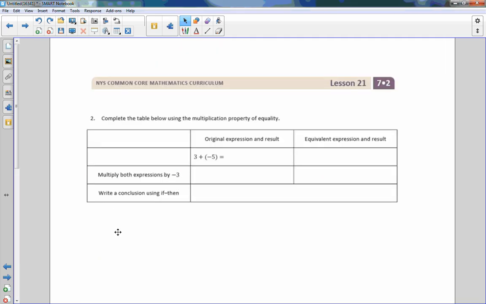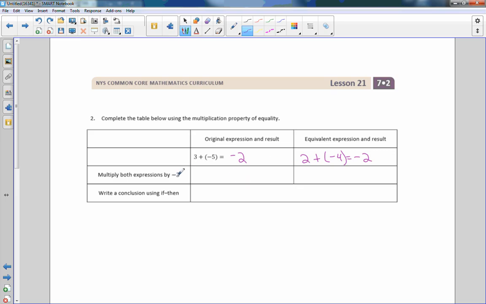So now it asks us to complete this table below. They gave us our original expression and results, and they left some blanks here. So, okay, 3 plus a negative 5 is negative 2. If I want to come up with the same outcome, and I want 2 different values, how about I have 2 plus negative 4? 2 plus negative 4 is also negative 2.